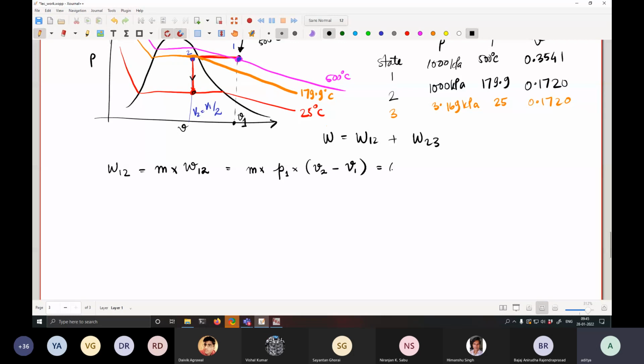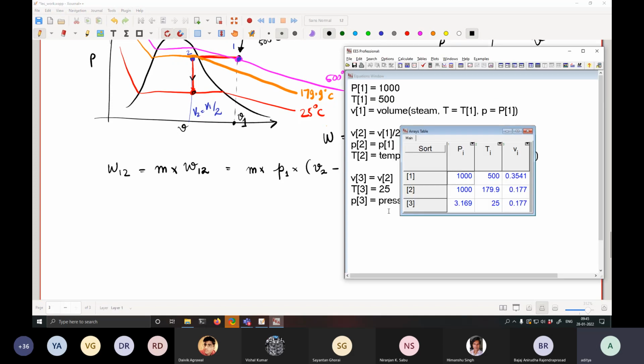So this will be 0.1 times 1000 kilopascal times V2, which is 0.1720, minus 0.3541. Look, this unit is kilopascal, this unit is kg, and this unit is meter cubed per kg. So kg cancels, the unit will be kilopascal meter cubed, and this essentially is kilojoule. When you multiply these units, you will directly obtain the answer in kilojoule. So how much is this?